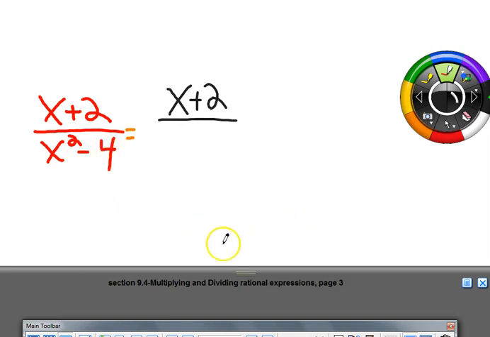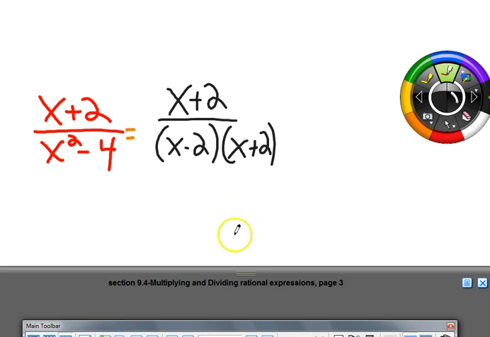Now, how do I factor x squared minus 4? That is the difference of squares. And what do I do with the difference of squares? I factor it as x minus 2 times x plus 2. Now, what I'm going to end up doing here is canceling out the x plus 2's because they're linked on top and bottom with multiplication. And I'm left with 1, the ghost 1 sitting up there, over x minus 2. And the problem is done.